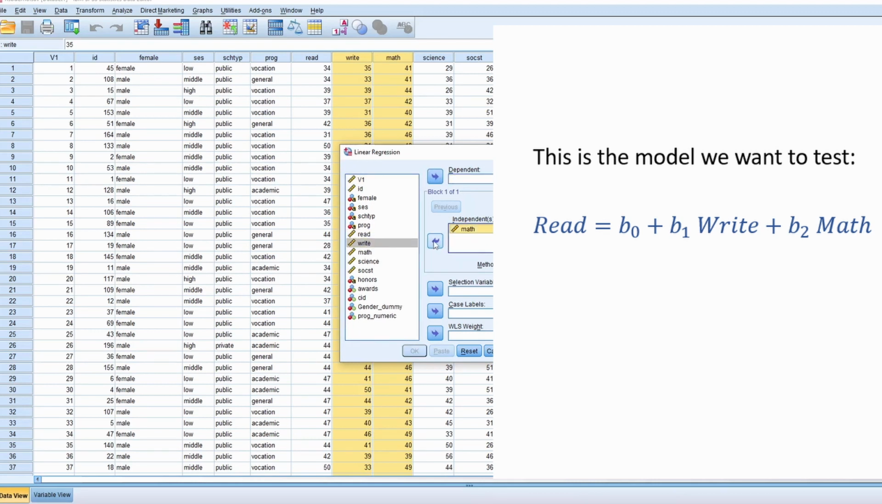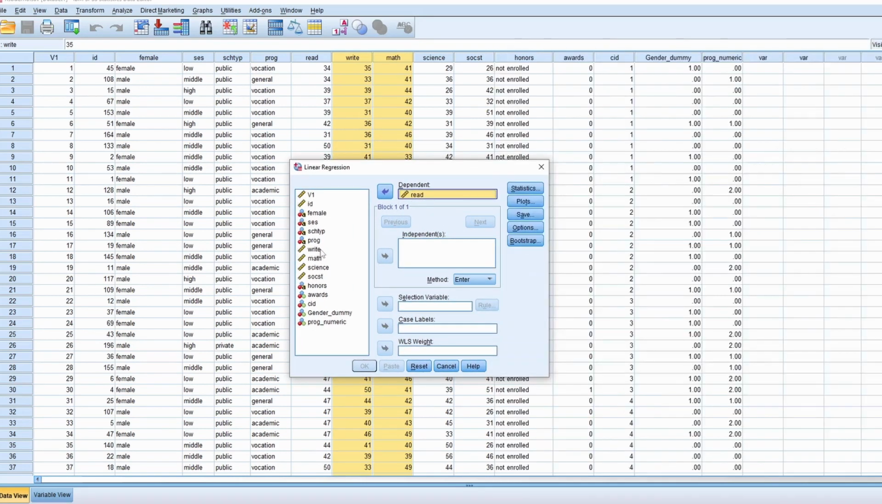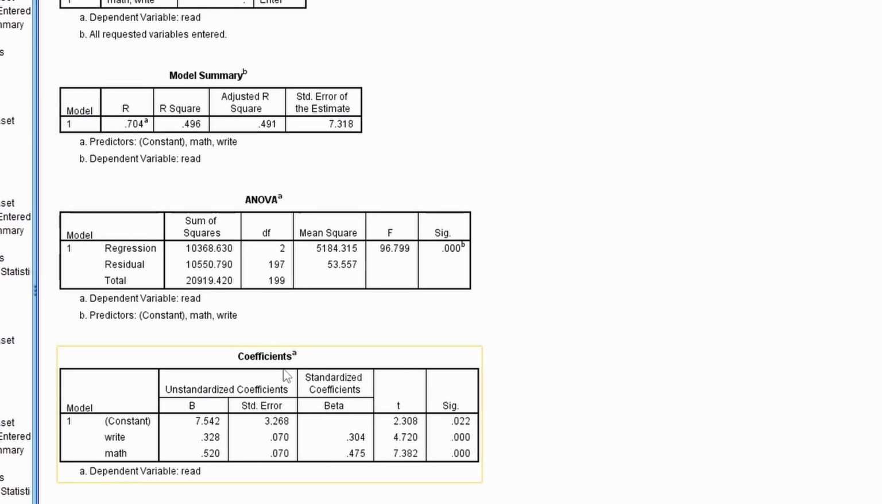I did that earlier. So here is the rating. Sorry, rating is the dependent variable, yes. And then writing and math are the independent variables. And basically, we do not need to do anything else. We can just hit the OK button. So this is the output, and we're going through it one by one to see what this output means.